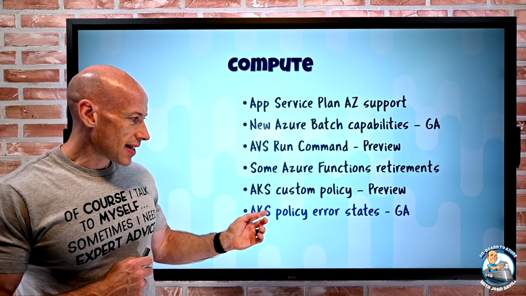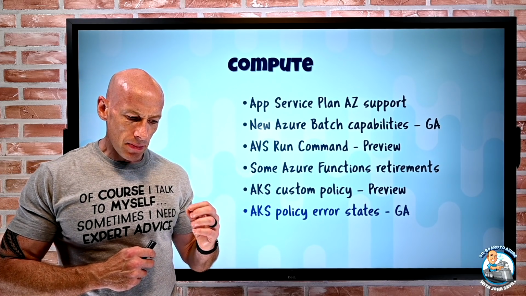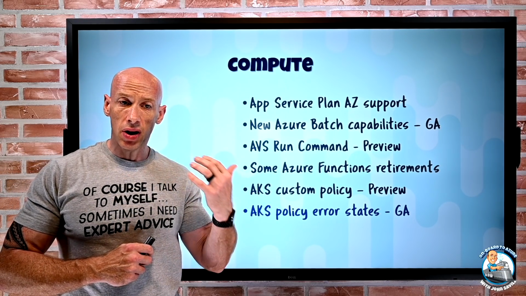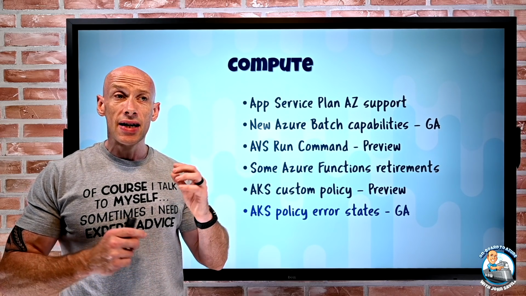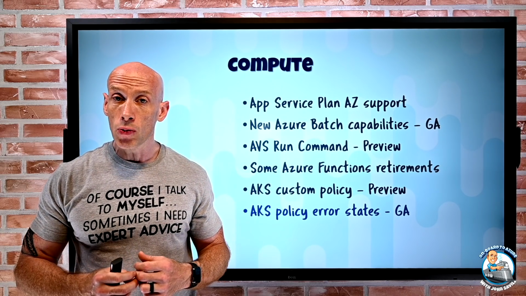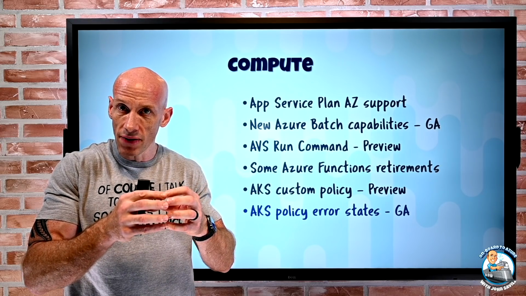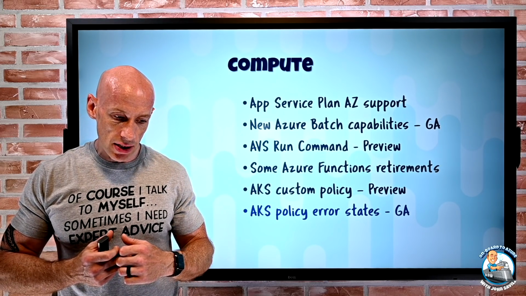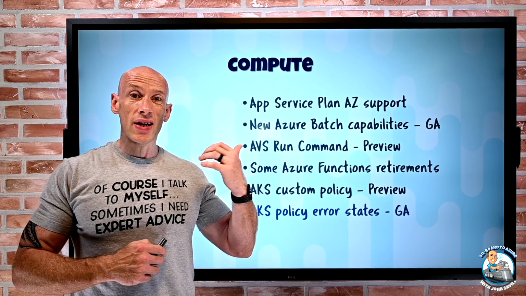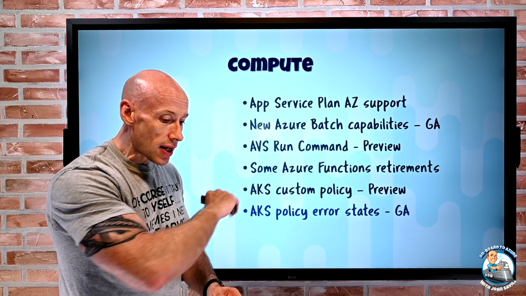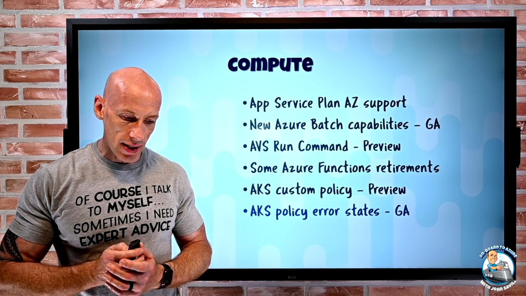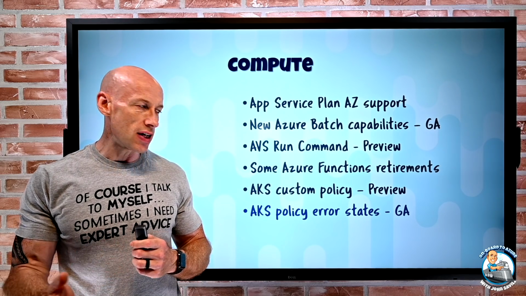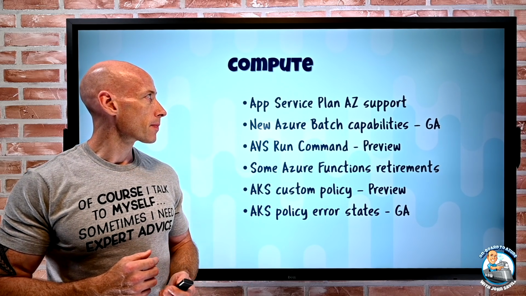For example, AKS now has these policy error states. So if I had non-compliance, I get reason codes. If I had multiple policies conflicting with each other, I would get conflict messages. There's a new VS Code extension to make it easy to audit those Azure custom policies. A whole bunch of just nice features all around that.